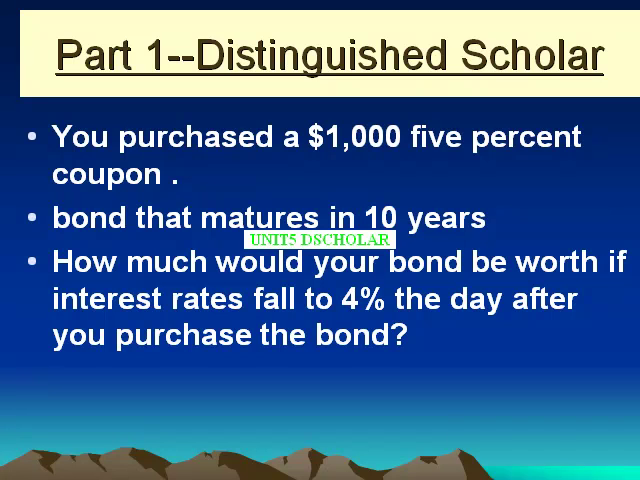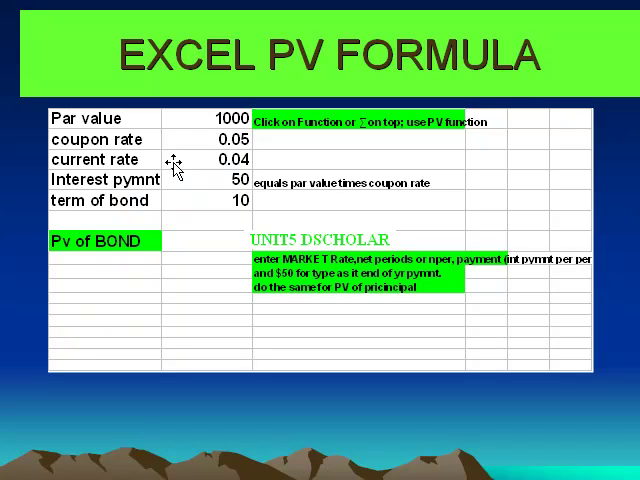And what is its worth if the rate falls to 4% the day after you purchase the bond? So let's use Excel. In Excel, you just simply put the par value as 1,000, coupon rate is 5%, current rate is 4%, interest payment is $50. That's what the coupon rate says. It's going to pay you 5% every single year, or $50, which equals your par value times the coupon rate: 1,000 times 0.05 is $50. And the term is 10 years.